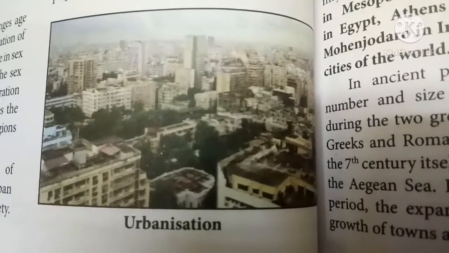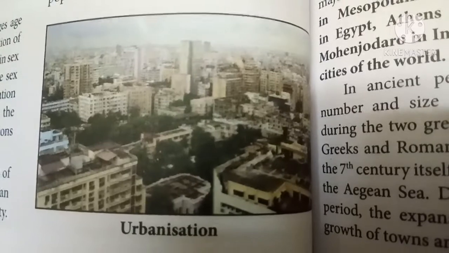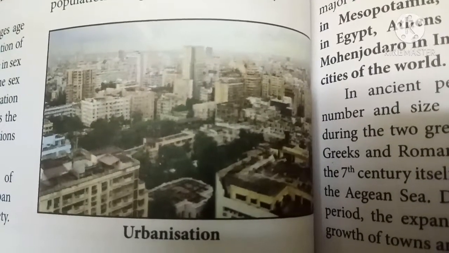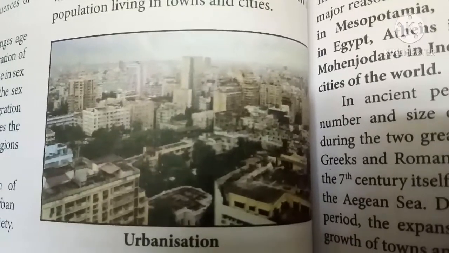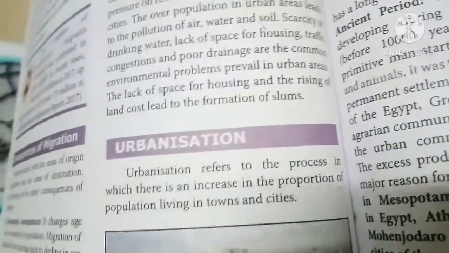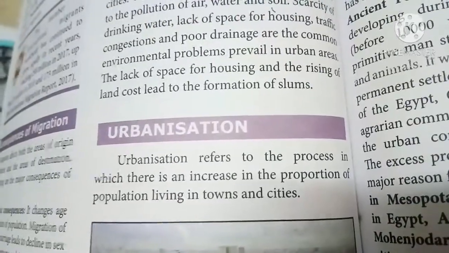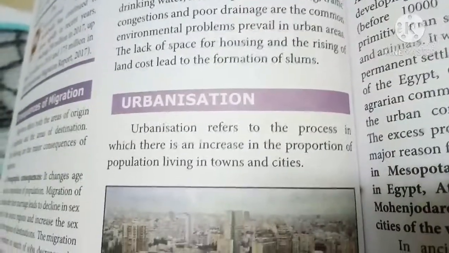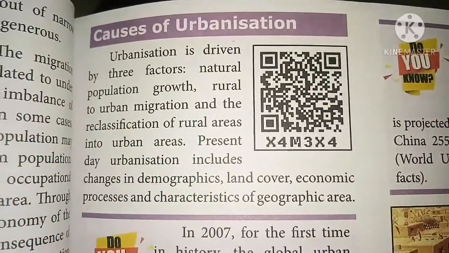Urbanization: from rural areas, people settle in urban areas, then the urban area becomes a populated area. That is urbanization. Now we'll see about this. So urbanization here refers to the process in which there is an increase in the proportion of population living in towns and cities. Causes of urbanization.